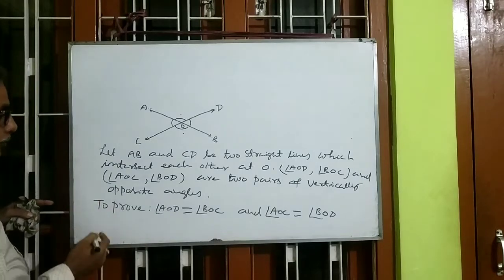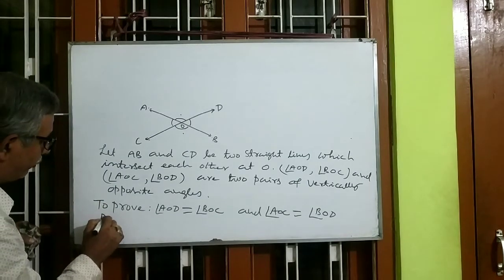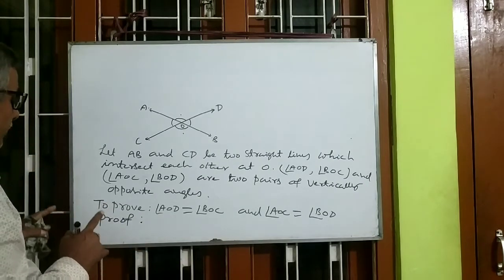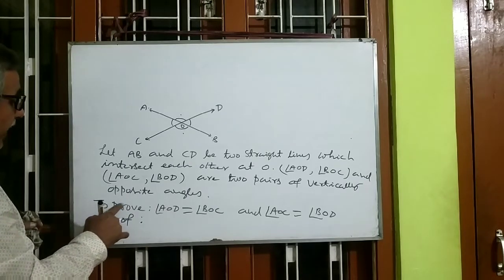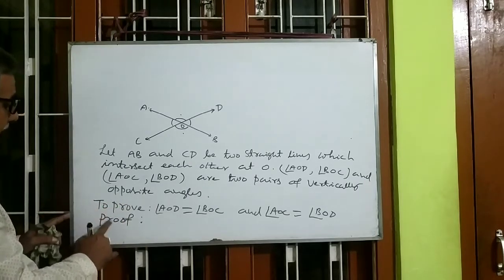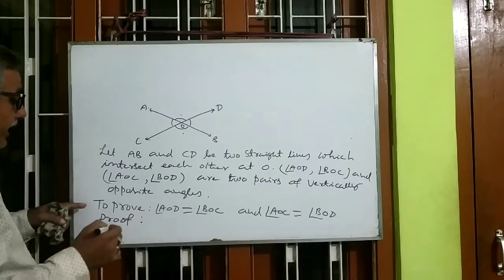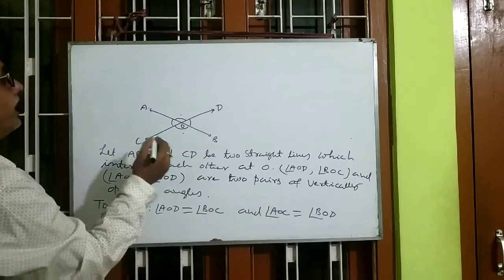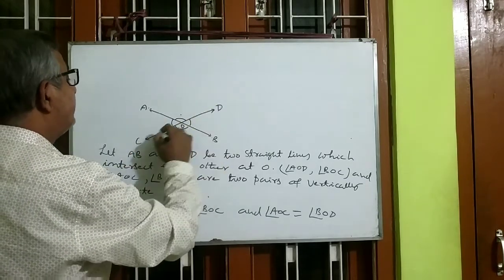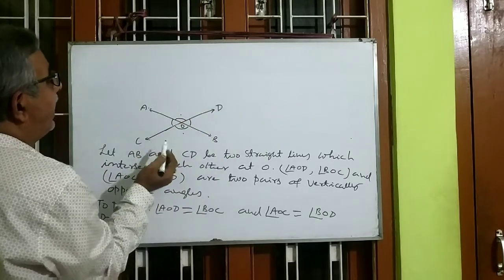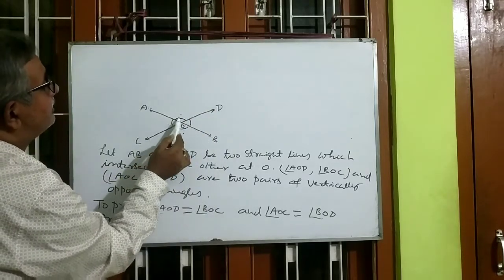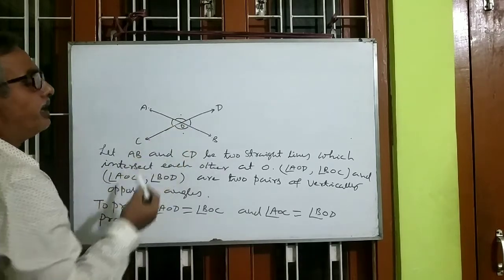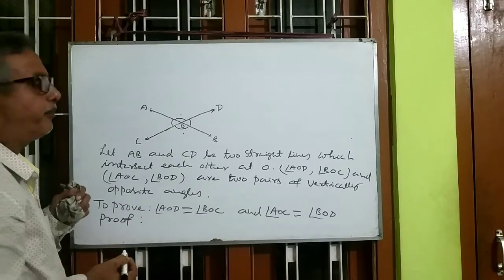To prove, after that here is the proof we are going to do. Proof. Don't make the spelling mistake here. To prove, PROVE, and proof, PROOF. Here construction is not required, so I have written proof only. Here you see, CD is a straight line, and on CD, this angle and this angle together form what? A straight angle. So these two together will be 180 degrees, a linear pair.